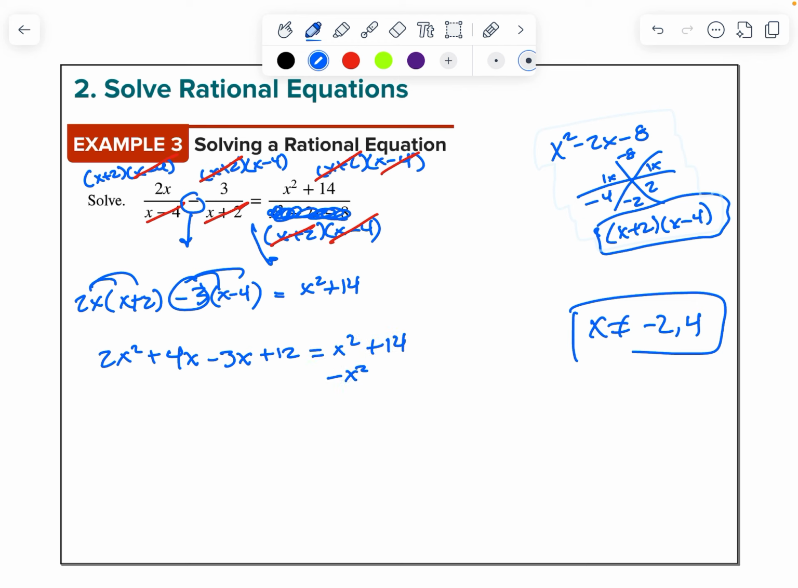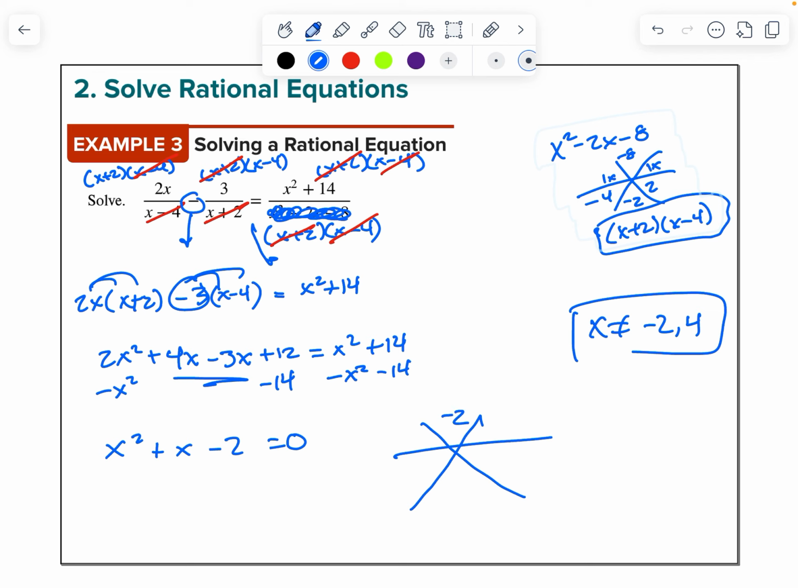And I'm going to try and get everything to one side equal to 0. And we can combine those like terms at the same time. So x squared plus x minus 2 equals 0. We could do the star method here. Negative 2 on top, 1 on bottom. Positive 2 and negative 1 will multiply to negative 2 and also add to positive 1. So that would be x plus 2, x minus 1.